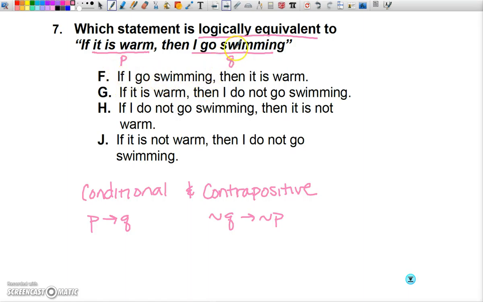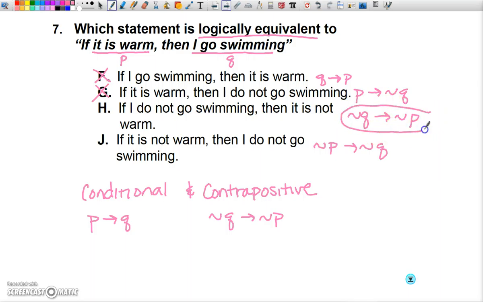So if I go swimming, that is exactly Q. So this is actually Q implies P, which is not the contrapositive. Second one, if it is warm, then I do not go swimming. This is P implies not Q, which is still not the contrapositive. H, if I do not go swimming, then it is not warm. Oops, not, sorry. If I do not go swimming, then it is not warm. So far, that's looking like the answer, right? And if it is not warm, that's not P, then I do not go swimming. That implies not Q. Well, this is the one we're looking for, so H is our answer, and getting rid of J.